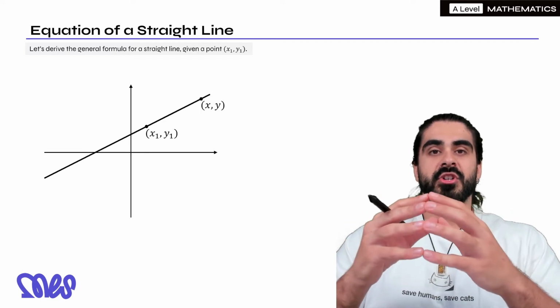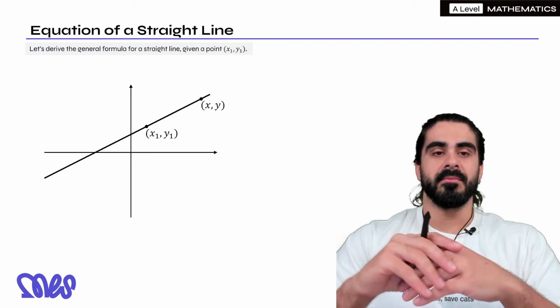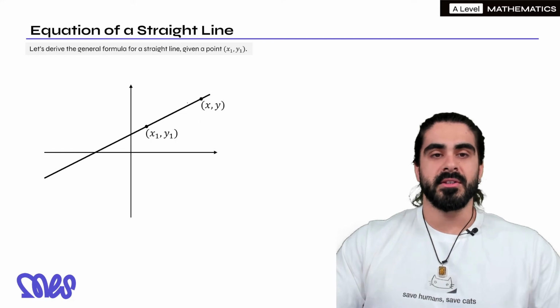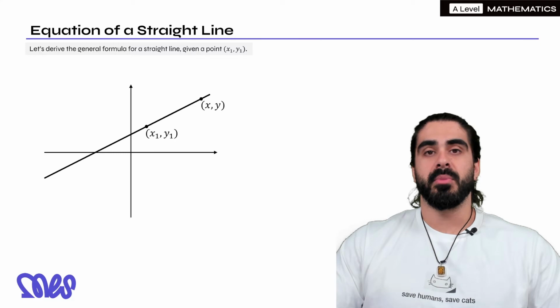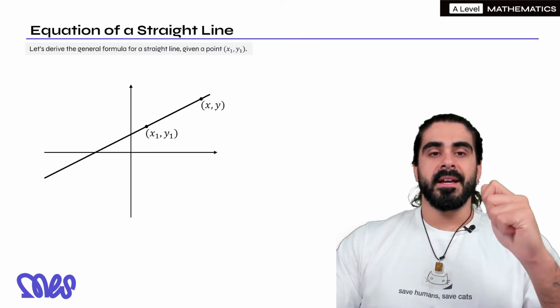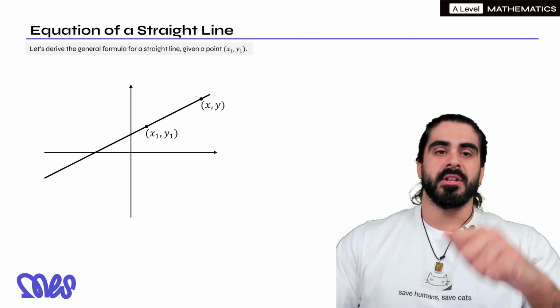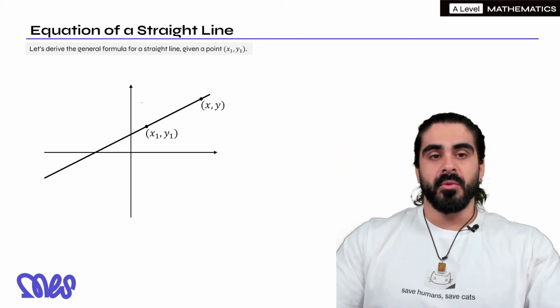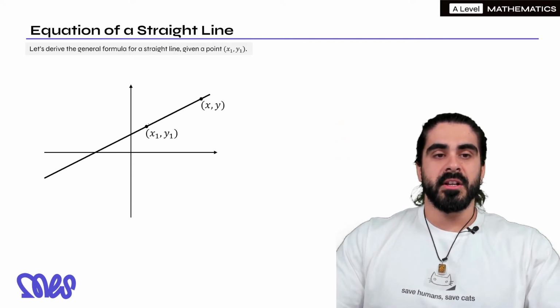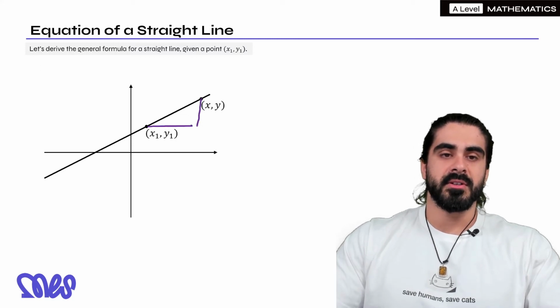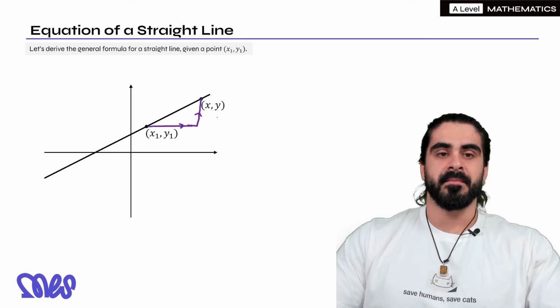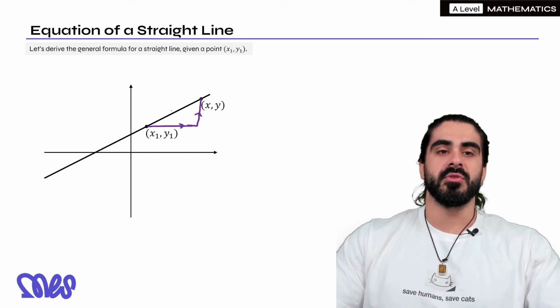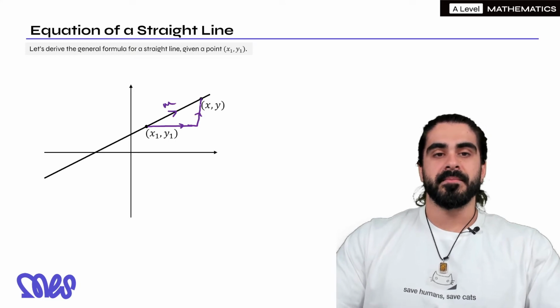So let's derive that general formula of a straight line given any point rather than where it crosses the y-axis. Now, I'm going to give us a point x1, y1. That is a point that we know. x, y is a general point on the line, so that can move. That could be anywhere it wants on the line. What we do know is that because it's a straight line, the gradient between these two points is fixed. The gradient between those two would be m.